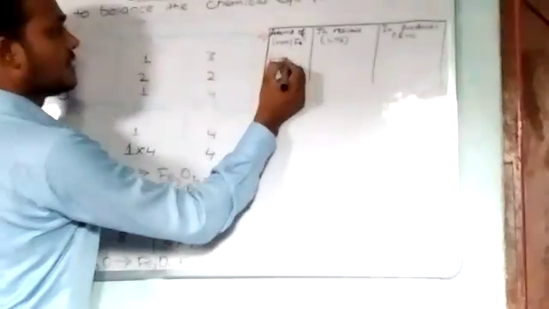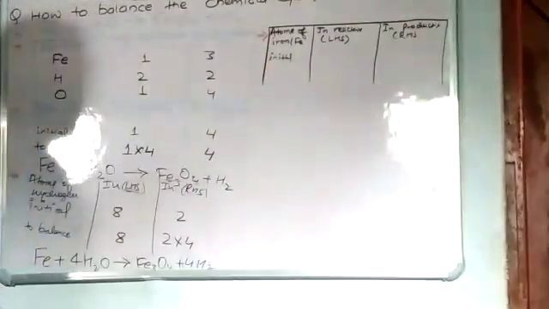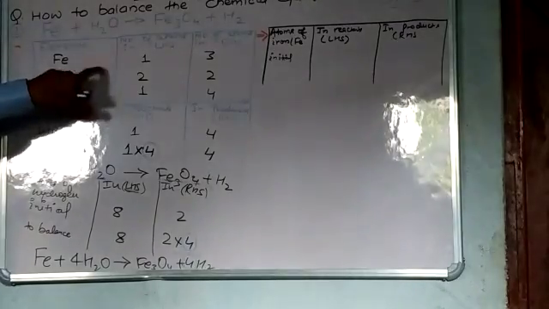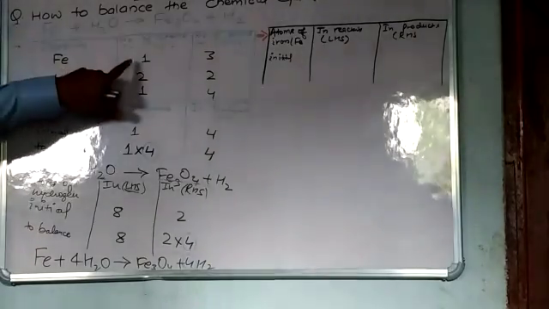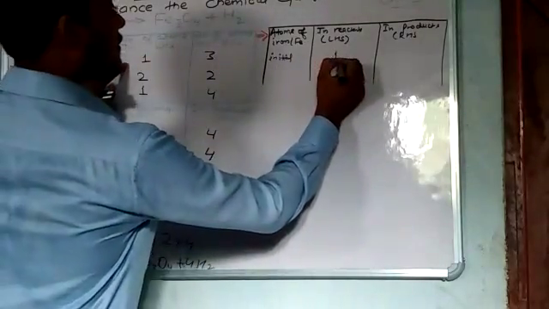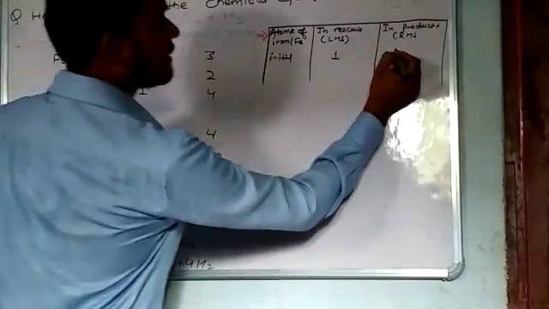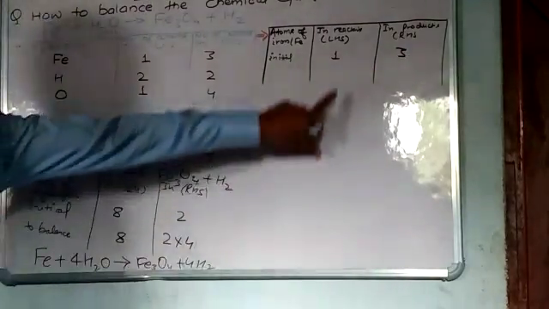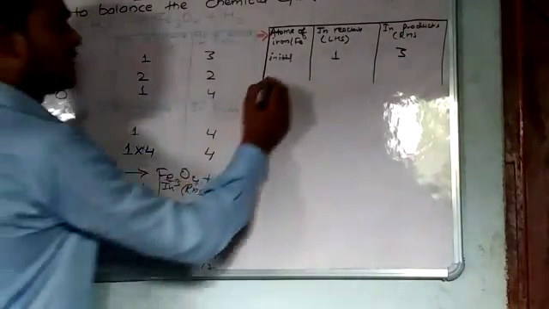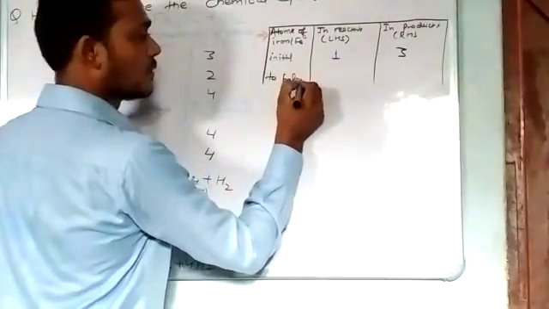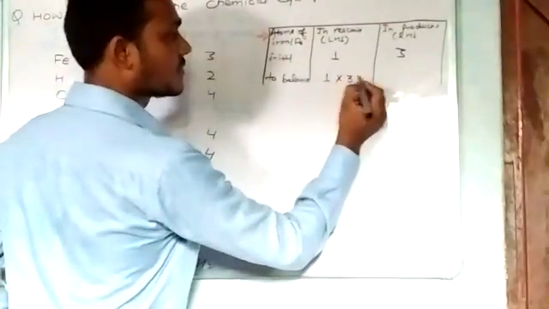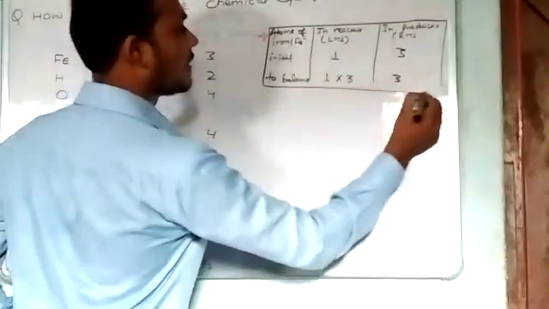We have to write down the initial value in LHS and in RHS. So the initial value is 1 atom of iron in LHS and 3 atoms in RHS. So we have to multiply by 3 in LHS to balance it. So to balance, 1 into 3, then it becomes equal.